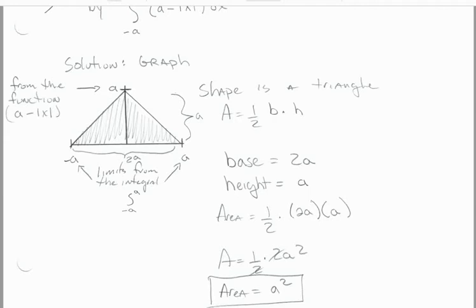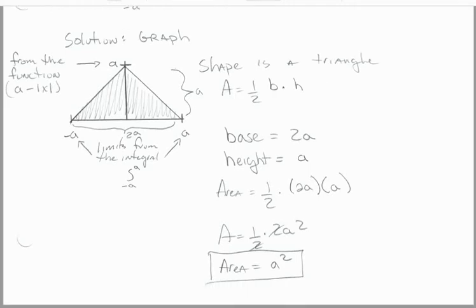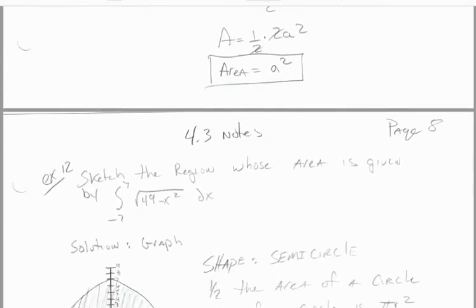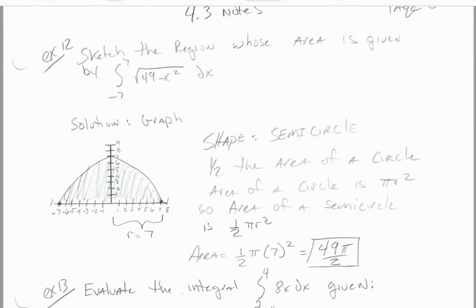Okay, so whatever that happens to be. If a was 5, it would be 25. If a was 9, it would be 81. So on and so forth. So you'll have 1 or 2 problems on your homework assignment that you'll have to apply. Same with this problem right here.